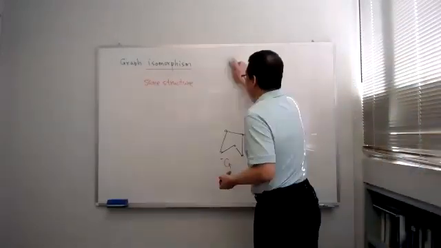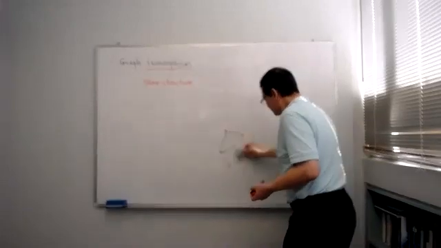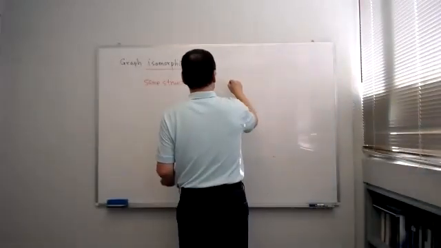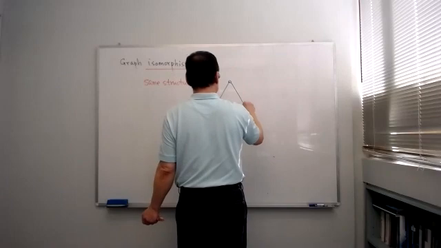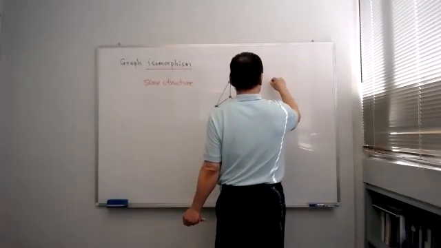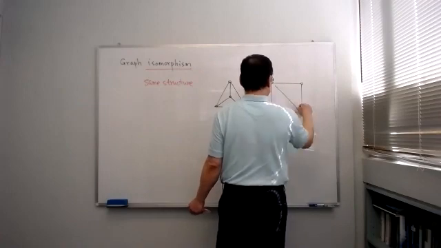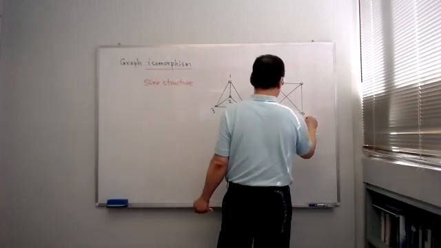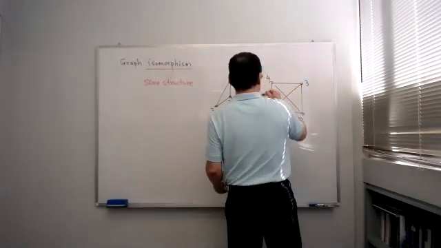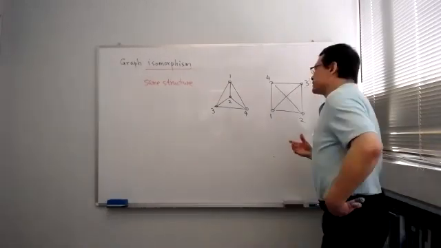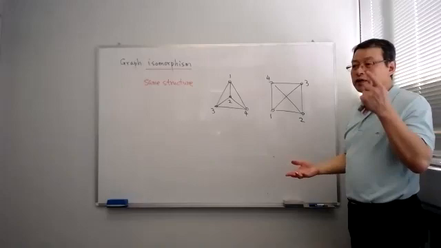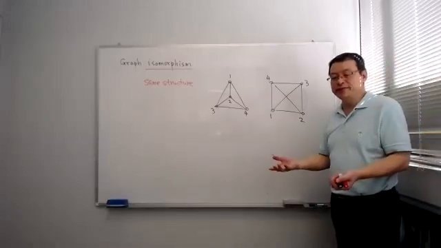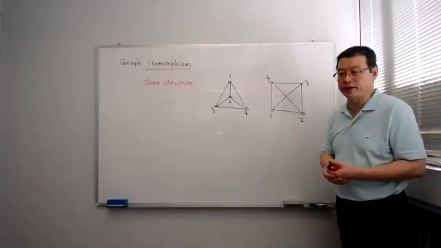So for example, let's look at a few more examples. So I'm asking the same question. Are these two graphs really the same graph or different graphs? Or the same graph with different labeling? So that means the structure is the same and just the names are different, or they are really different graphs.